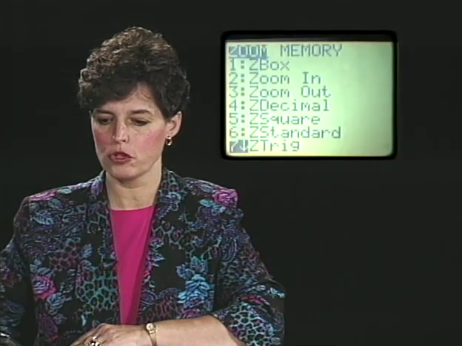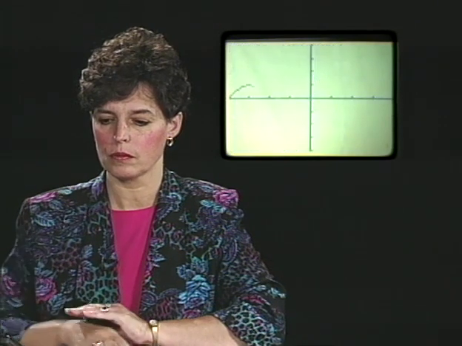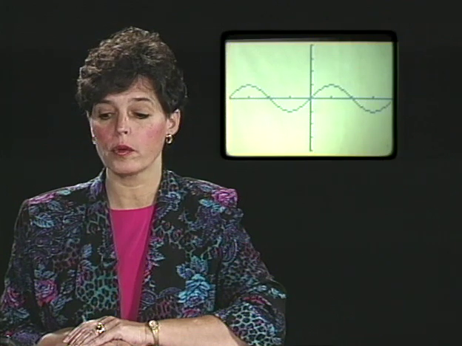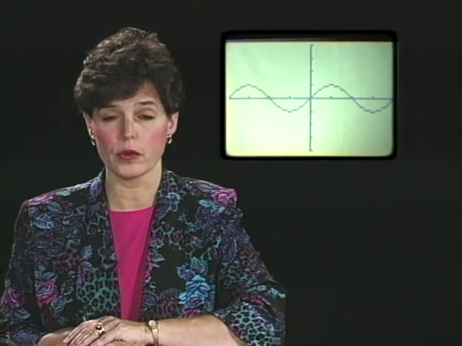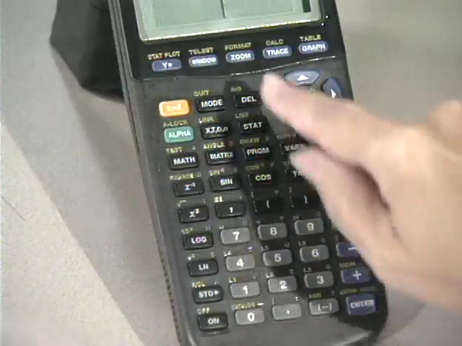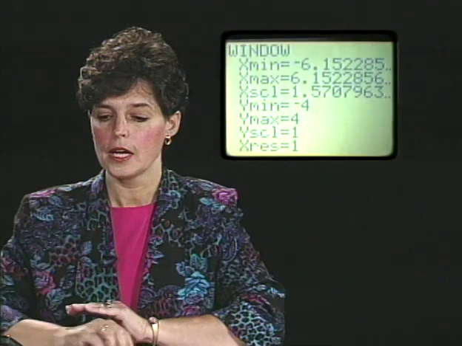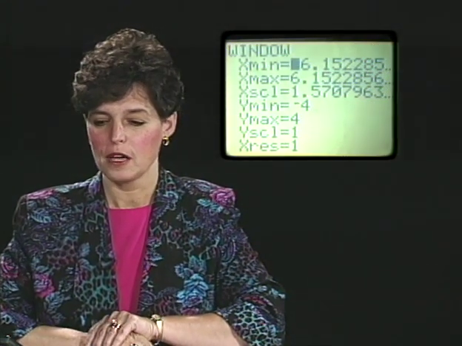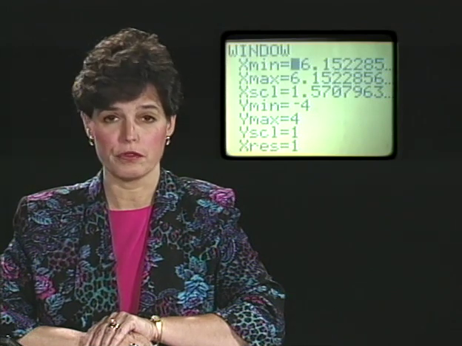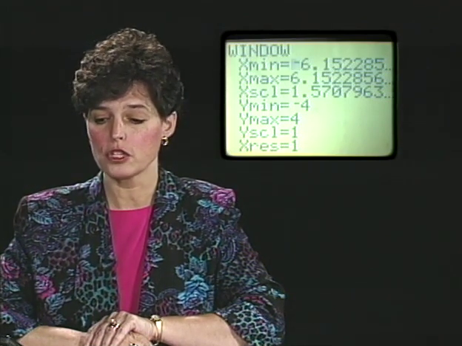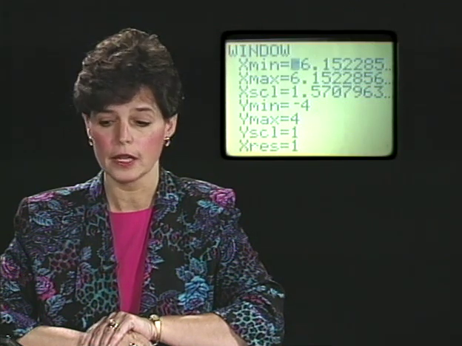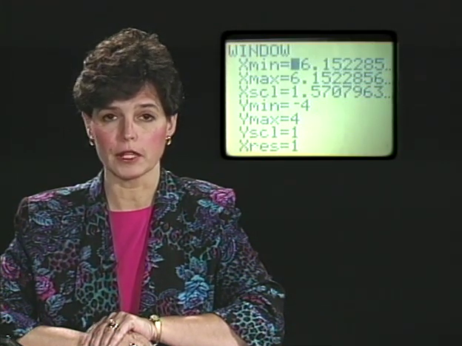It's made especially for trig functions. And this is more like what we would expect the sine function to look like. We can actually see more of it. If we go to window, we see what happened is that the x min is negative 6.15. The x max is 6.15. For those of you that have studied trig, you'll realize that the x min is approximately negative 2 pi, and the x max is approximately 2 pi.